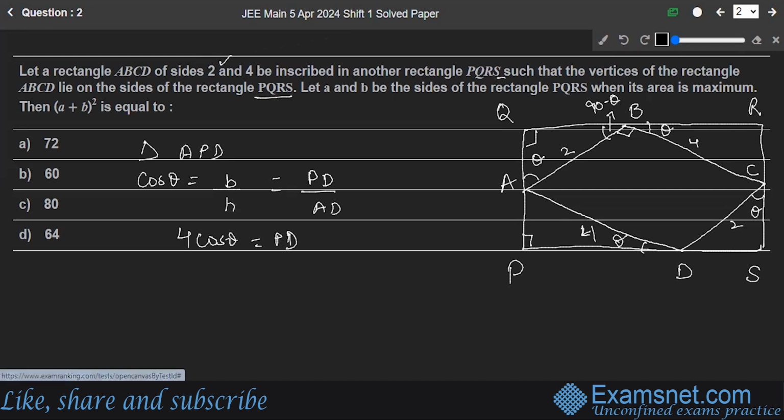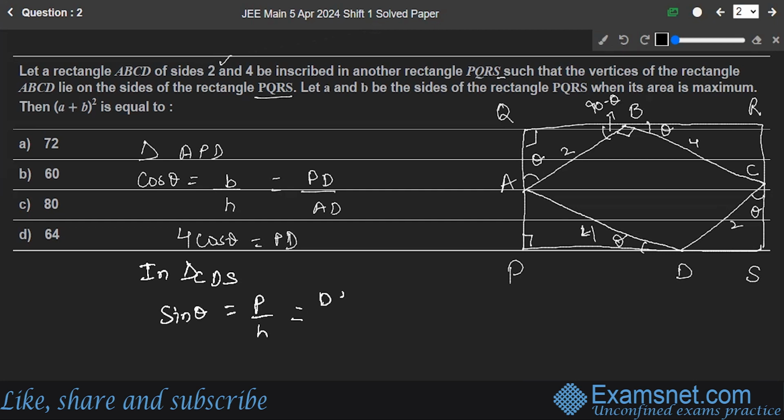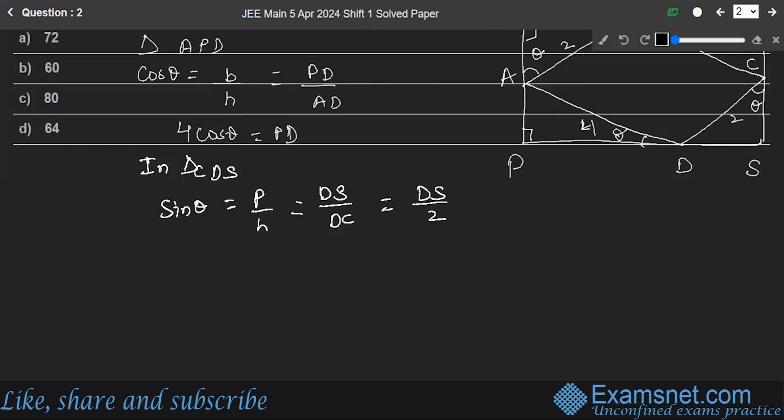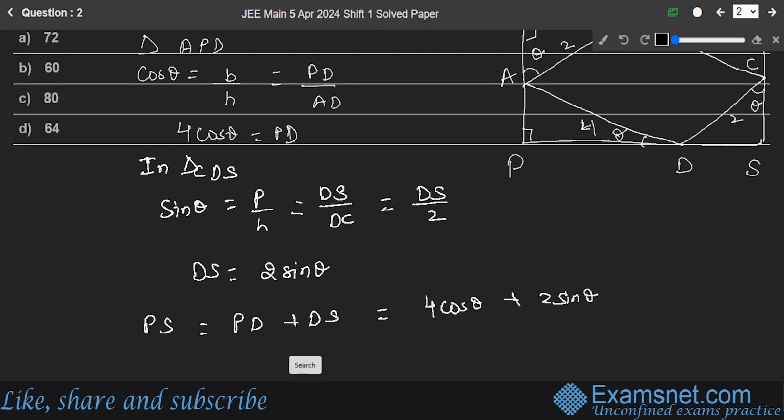First of all, let's solve DS also. DS is coming in this triangle. Let's take triangle CDS. So you have sine theta is equal to perpendicular upon hypotenuse. So this is DS upon DC, so this is DS upon 2, or DS is equal to 2 sine theta. Now PS is equal to PD plus DS. So this makes it 4 cos theta plus 2 sine theta, right?